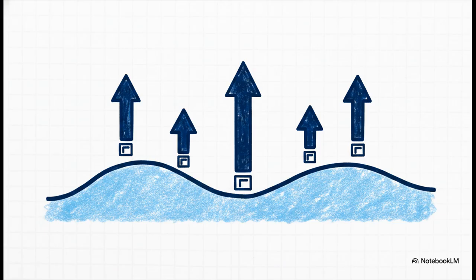Think about it. If the electric field wasn't perfectly perpendicular, it would have a component pushing along the surface itself. And if it pushed along the surface, moving a charge would require work, which directly breaks the whole definition of an equipotential surface.